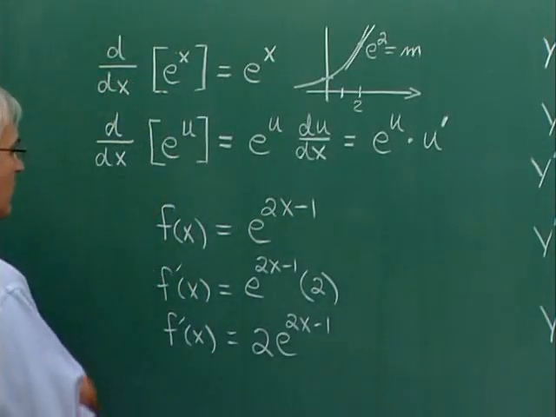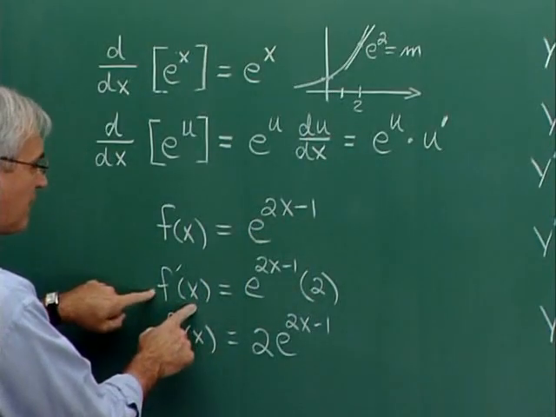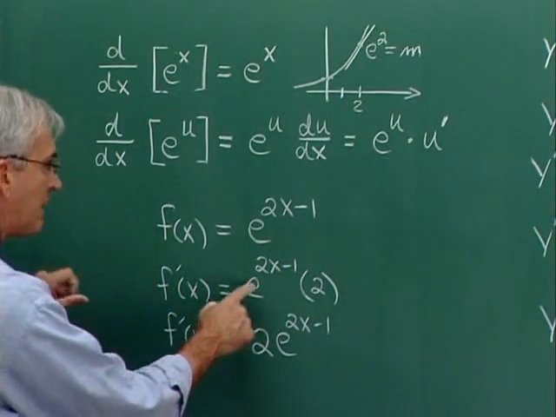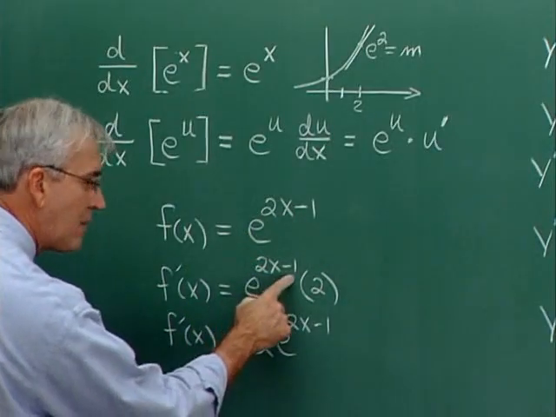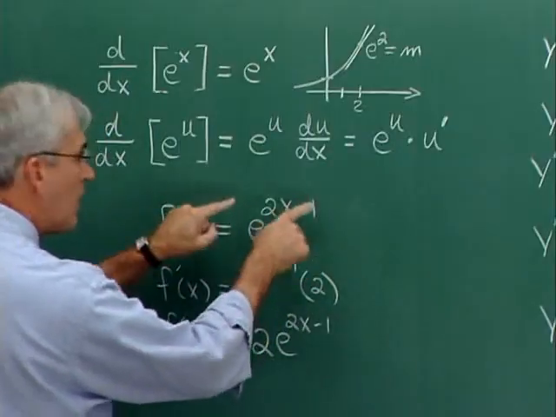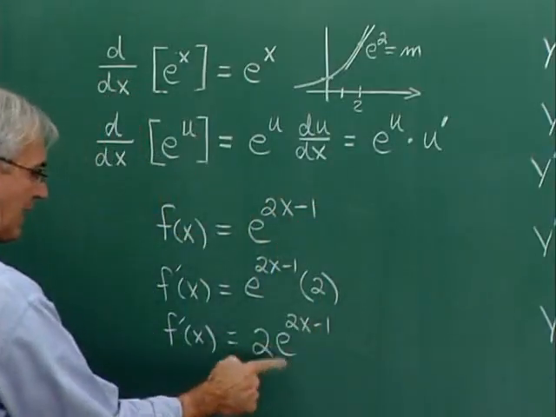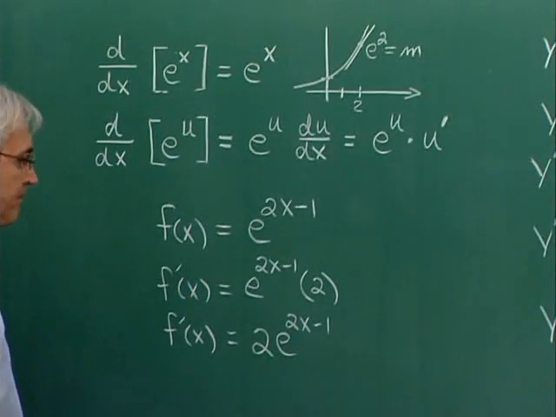Now, here's an example. We have f of x is e to the 2x minus 1. So the derivative of the function is e to the 2x minus 1 times the derivative of 2x minus 1. The derivative of this expression is 2. So we have 2e to the 2x minus 1.